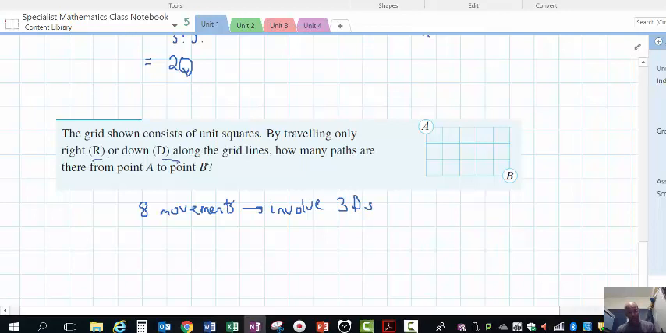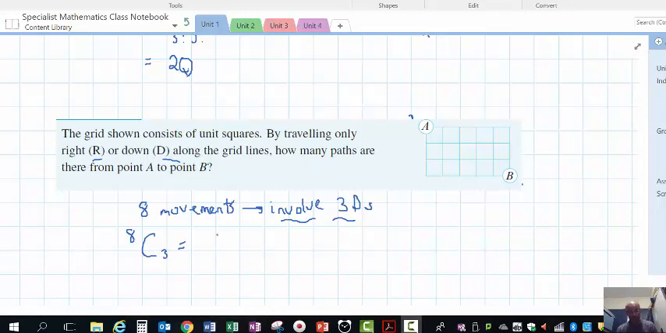So we've got to travel only right and down, and how many paths are there from A to B? One way of looking at this is there's 8 movements that's going to happen. It doesn't matter which way you go, there's going to be 8 movements to go from A to B. And one way of considering it, there must be 3 downs at some stage. So how many ways is there of choosing, out of 8 movements, 3 downs? And that's an 8C3. I expect you to show full working, but basically, to keep the video short, that's 56.